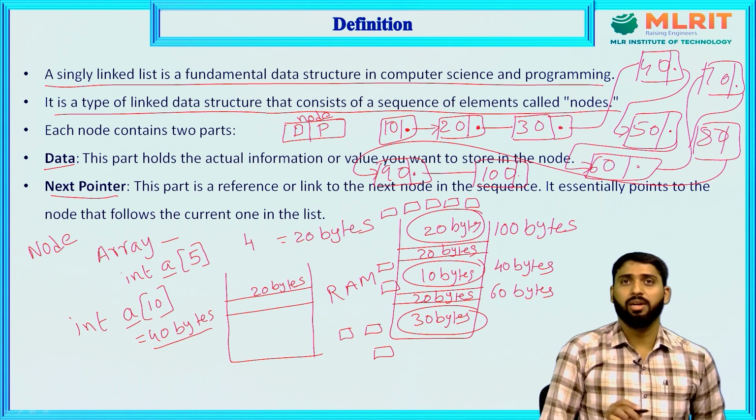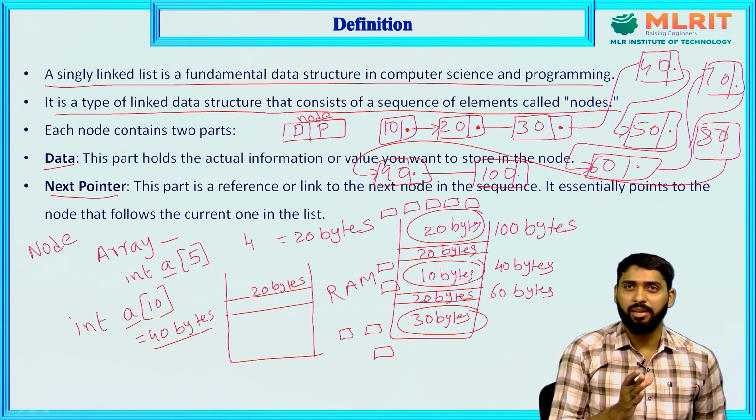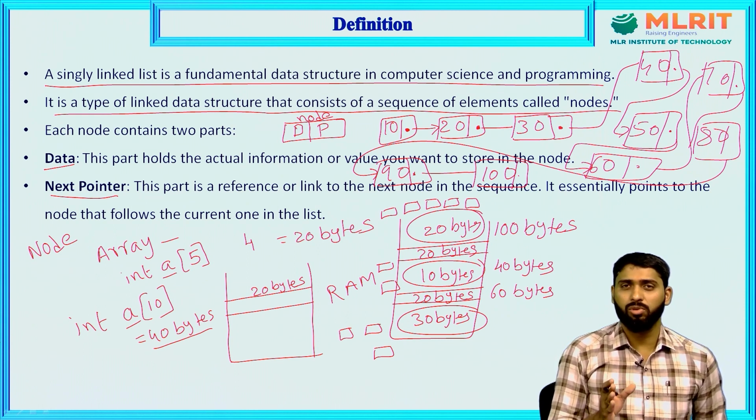So this is single linked list. Single linked list is also a linear data structure. It stores the elements in linear order using nodes. Each node has two parts. One is the data part, another one is the next node address part.